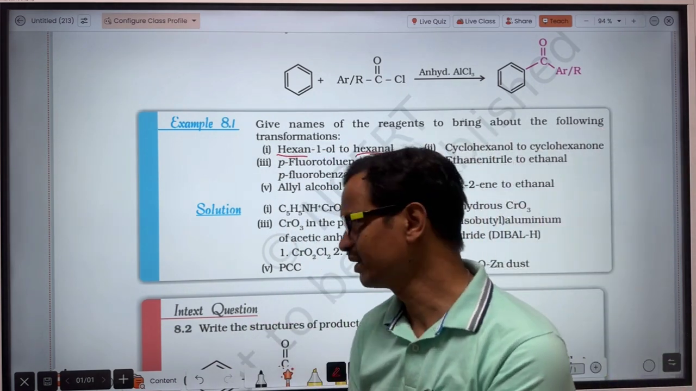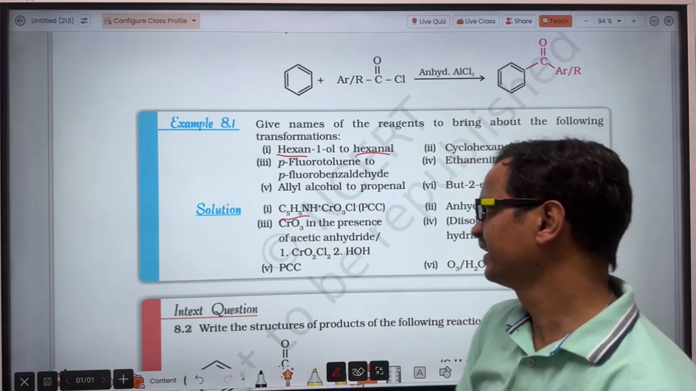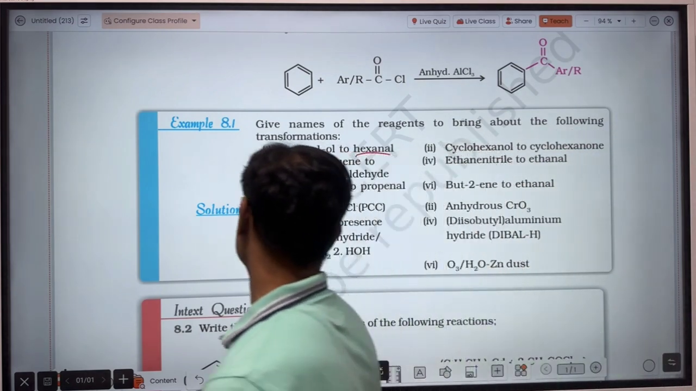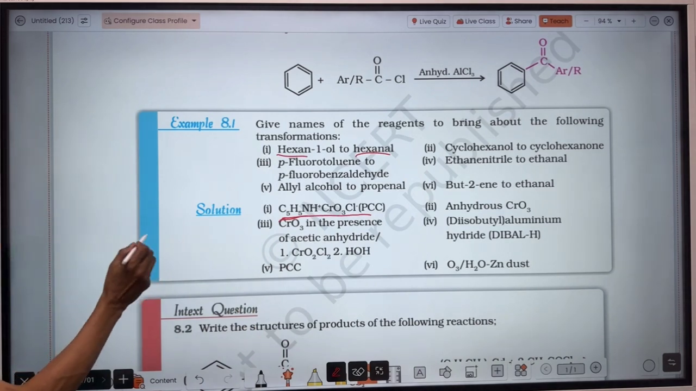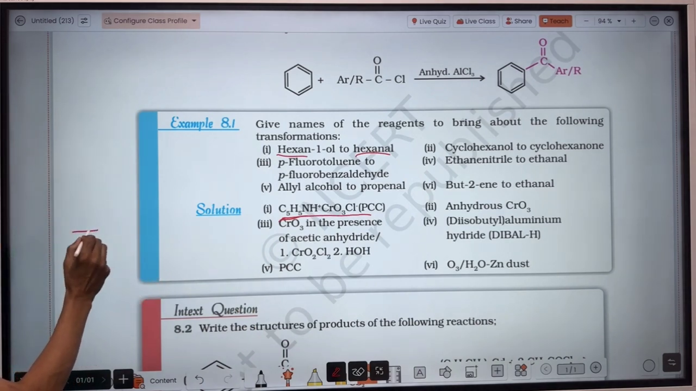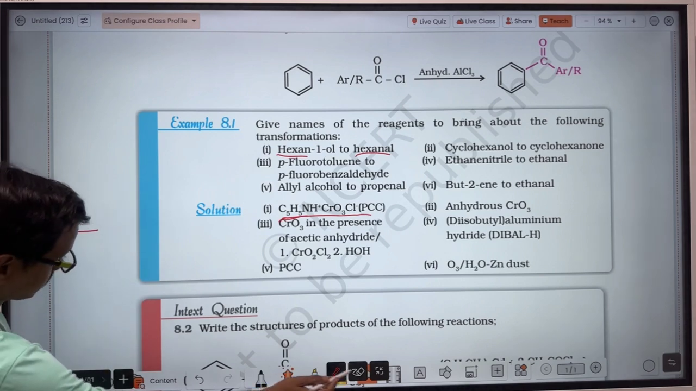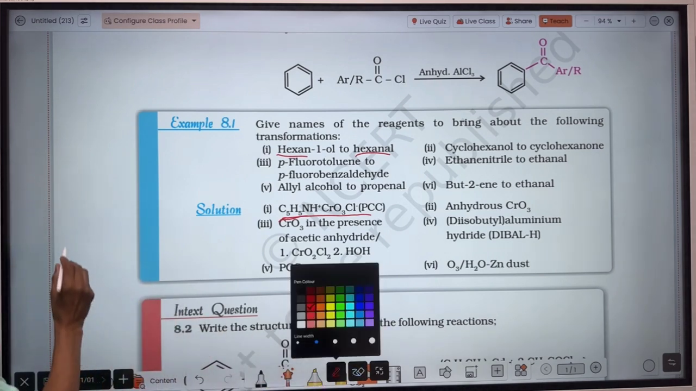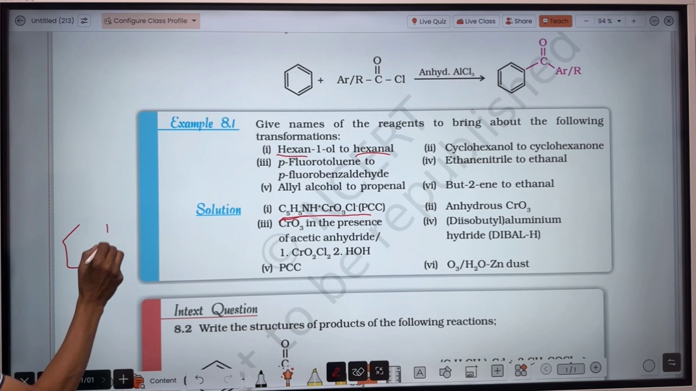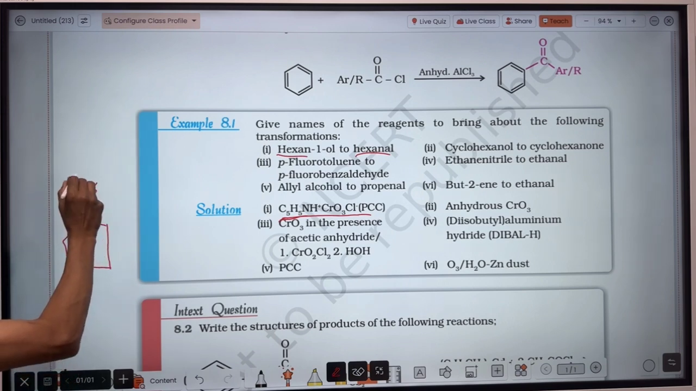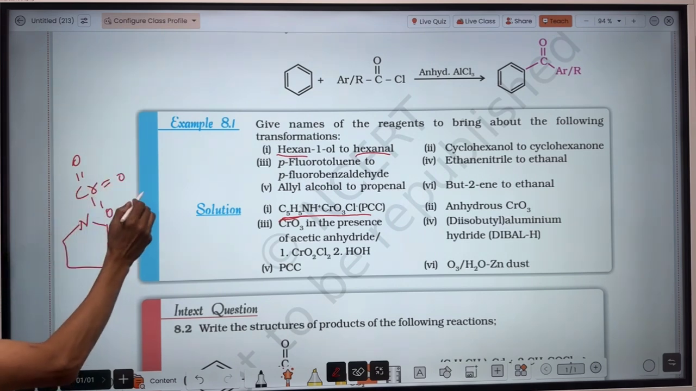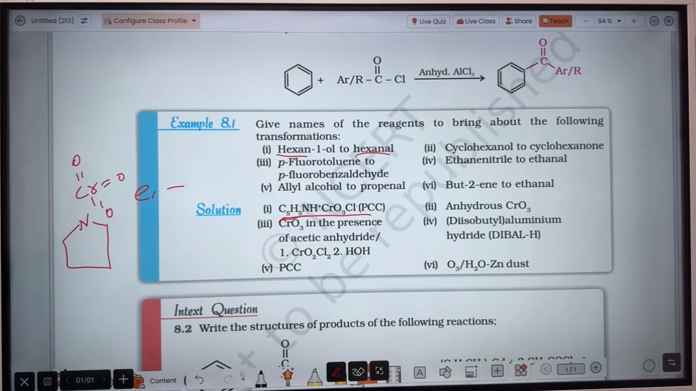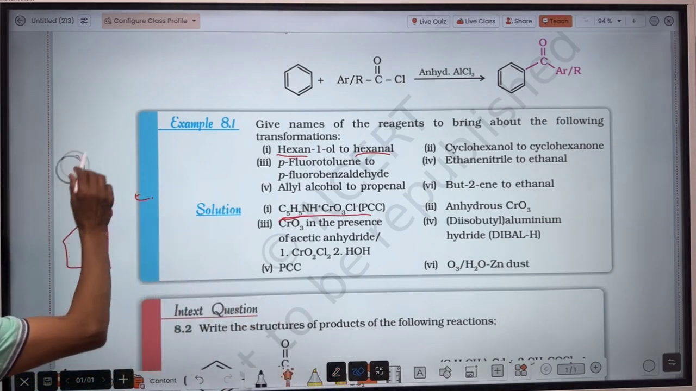One of the examples is pyridine chlorochromate. This one is pyridine chlorochromate. The structure of this pyridine chlorochromate is like that. One of them is pyridine; the pyridine structure is like that. That is bonded to chromium trioxide here, and the chloride ion also. That is PCC, pyridine chlorochromate.